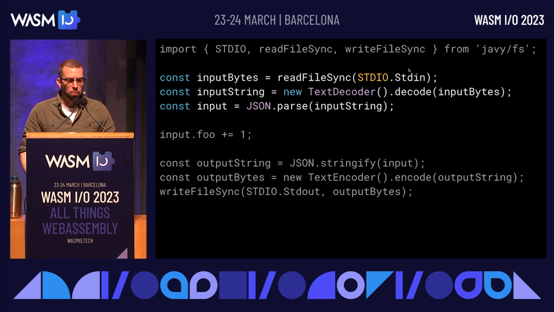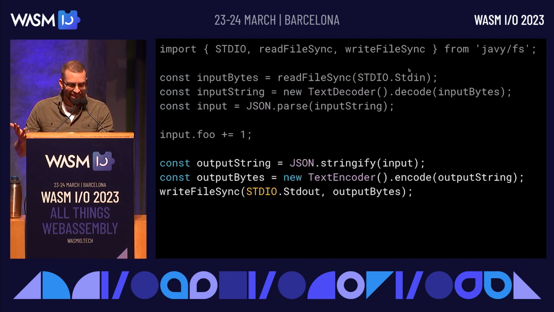And then this step's pretty straightforward. Read the bytes in from standard input, run it through a text decoder to get back a JavaScript string from the UTF-8 character byte array, and then we parse that JavaScript string into an object, increment the parameter, the interesting part, and then reverse out the whole process. Re-encode it back into JSON, take that JavaScript string, put it into a byte array of UTF-8 characters, and then write that out over standard output.